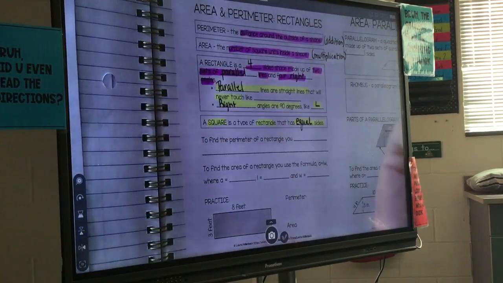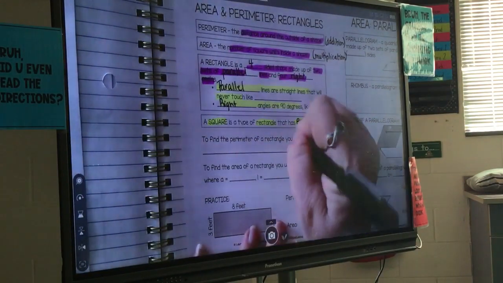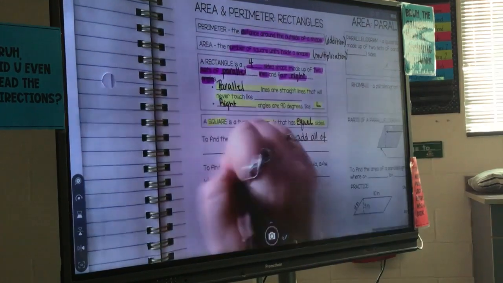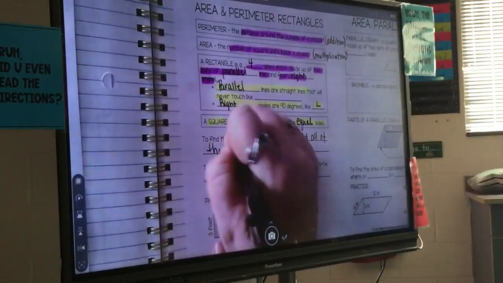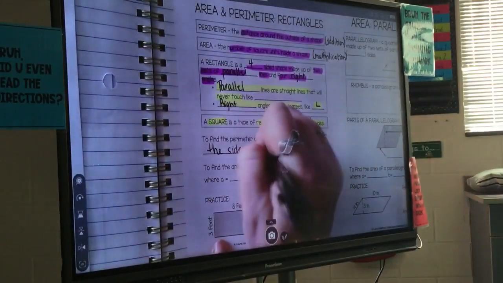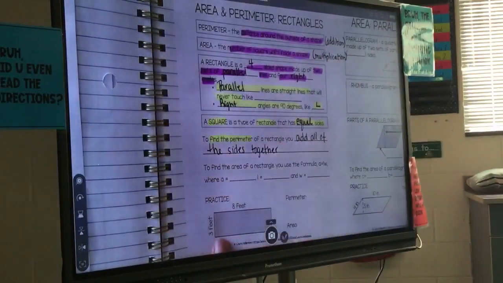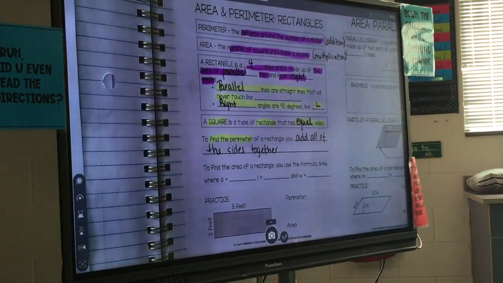To find the perimeter of a rectangle, you add all of the sides together. Okay, this is to find perimeter. All right, stand up when you are done with this part.